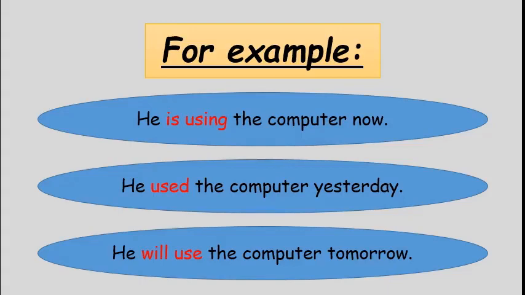The tenses used in the given sentences are, in the first sentence, present continuous tense is used. In the second sentence, simple past tense is used. And in the last sentence, simple future tense is used.